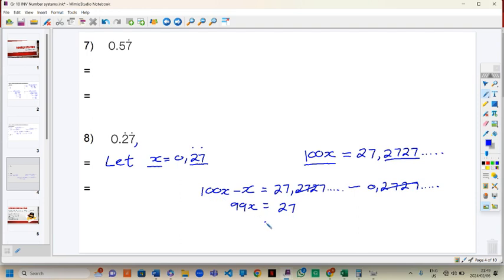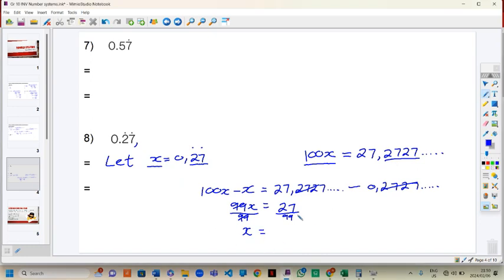And what do I have to do to get rid of that 99? I divide by 99 on both sides. And that's going to give you, those 99s will cancel, and I've got x on the side. I'll just move that equal sign down, nice there.